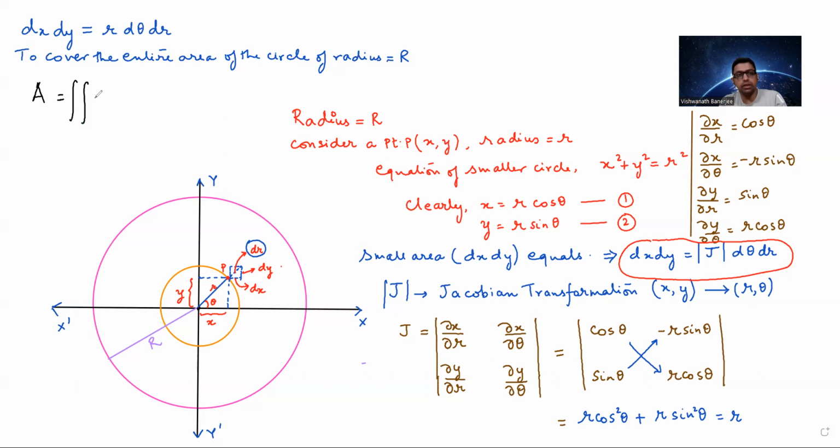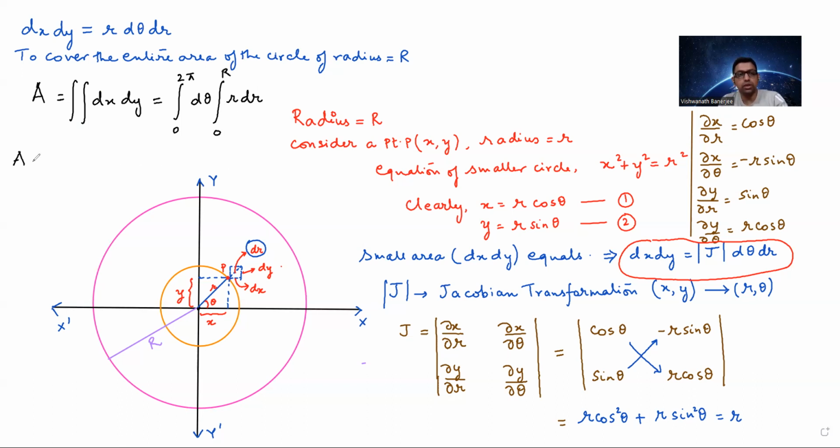will be the double integral of dx dy. But now dx dy is r d theta dr. So it will be the integral of d theta from 0 to 2 pi. The entire circle will be covered if theta goes from 0 to 2 pi. And the second integral is r dr, where I have just substituted for dx dy, going from 0 to capital R, right?